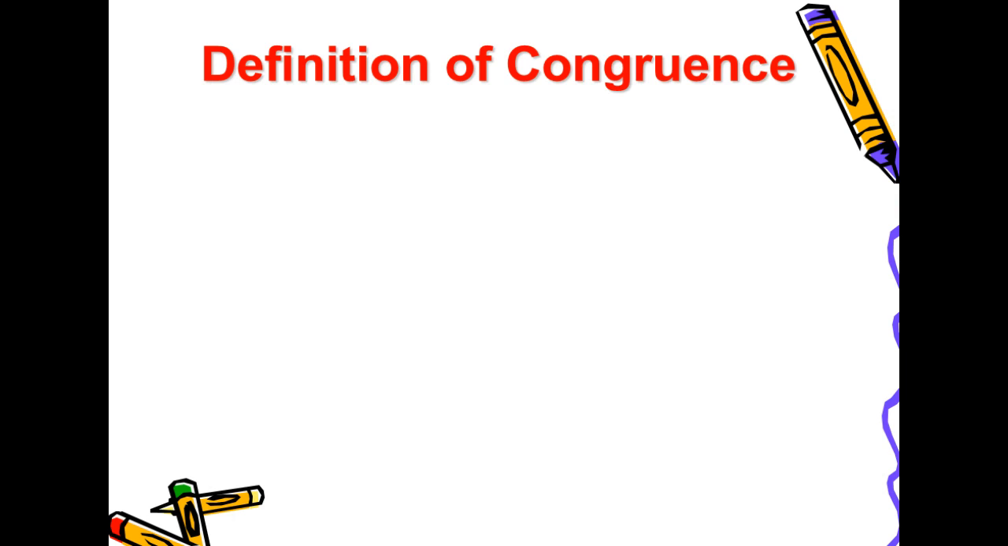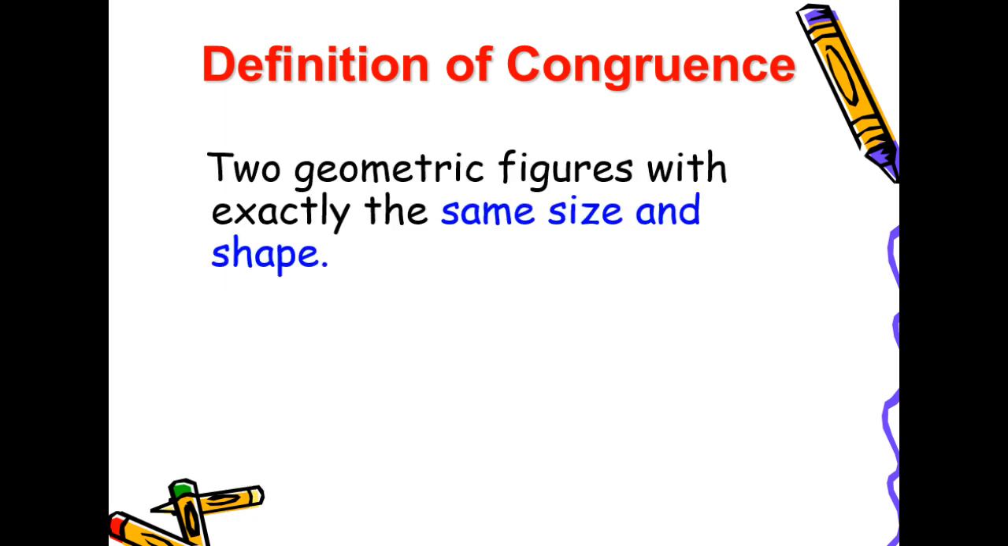Here's the beginning of your notes. You should be writing these down. Definition of congruence. We've already talked about this before. It means same size, same shape. If you remember yesterday, we proved all 6 parts of the triangle is congruent. That meant the triangles were congruent. Okay, same size, same shape. You should already have that down from yesterday.